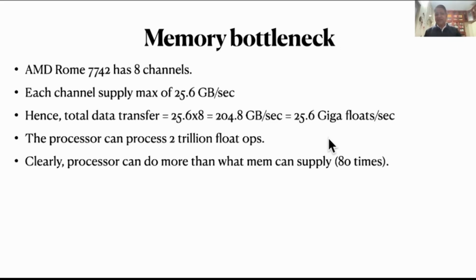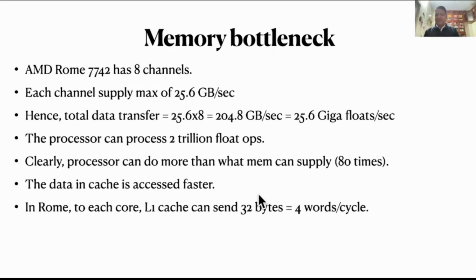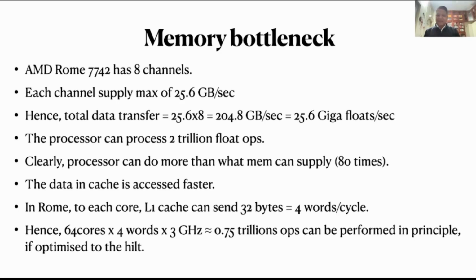But because of cache, it is faster. We can reach, well, not the theoretical peak, but we can do better than this 80 times slow speed. Data in cache is accessed faster. L1 cache can send 32 bytes or 4 words per cycle. So if whatever I need is there in cache, then with 64 cores, 4 words, and 3 gigahertz, multiplied together, 0.75 trillion operations can be performed in principle. So I can't get 2 trillion, but I can get close to a trillion operations per second.